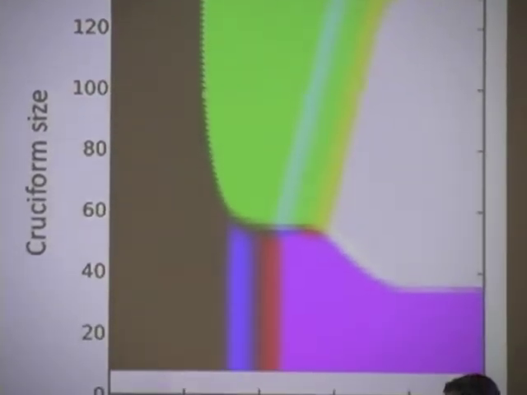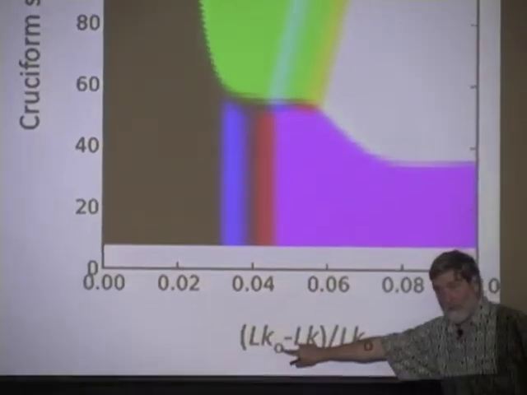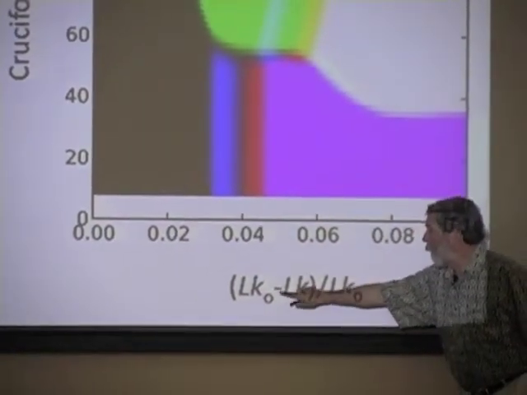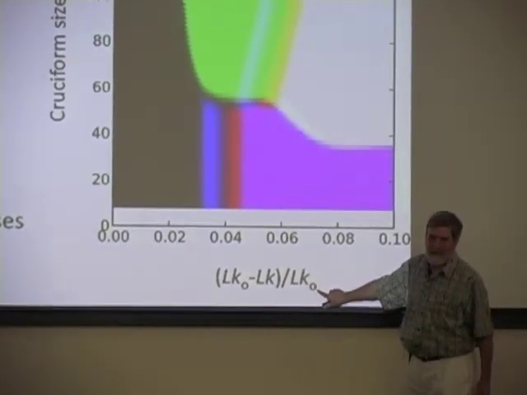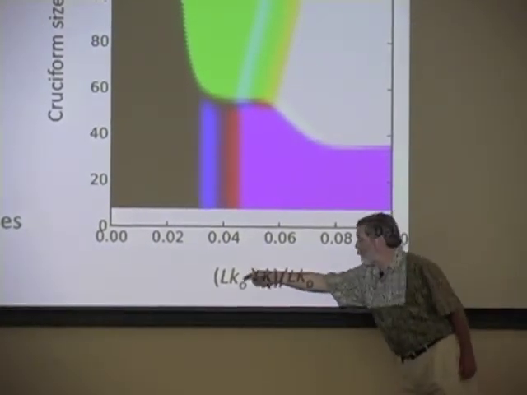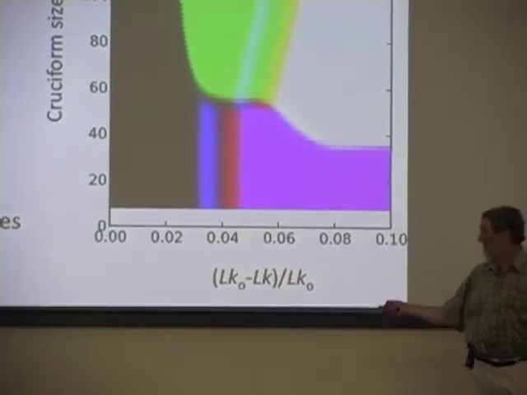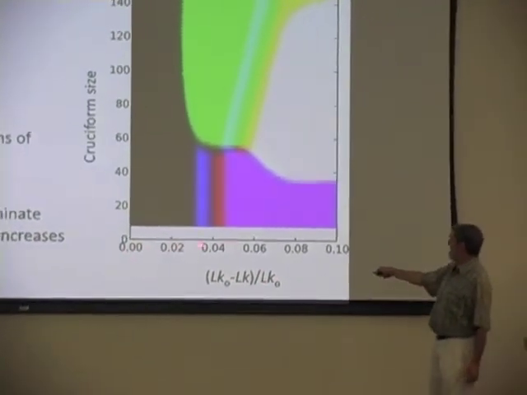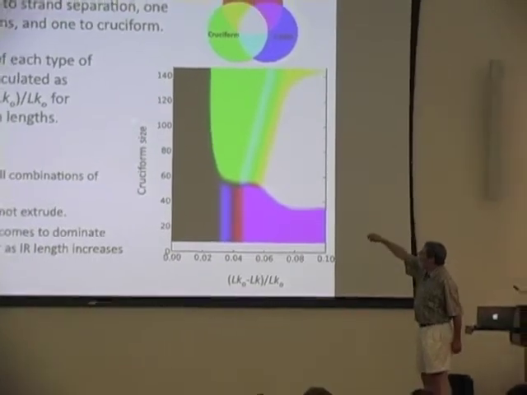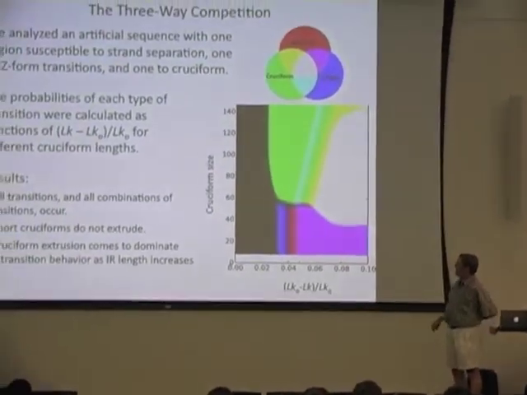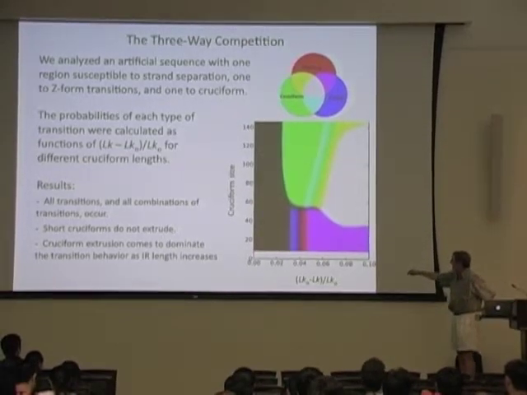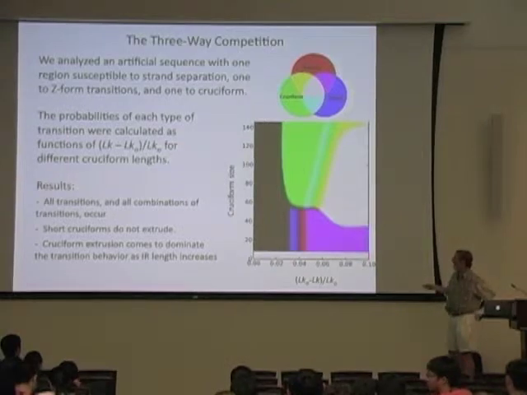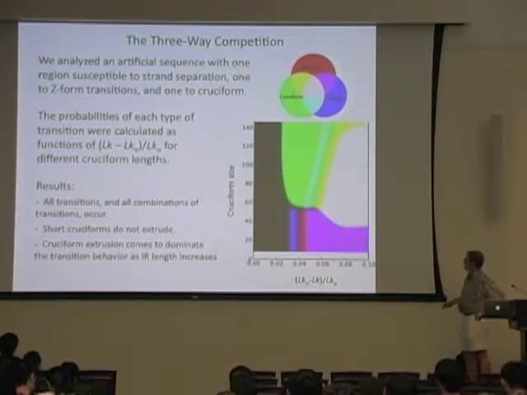If the actual one is smaller than the relaxed one, so the whole thing is under-twisted, then this is a positive number. And this is the fraction of the relaxed linking number by which it's under-twisted. So this is sort of a fractional under-twist. So we looked at this for different cruciform sizes. And what we found, as you supercoil this molecule more and more, as you change its topology by changing the linking number, is the following.